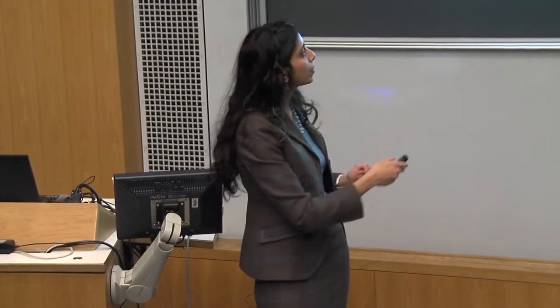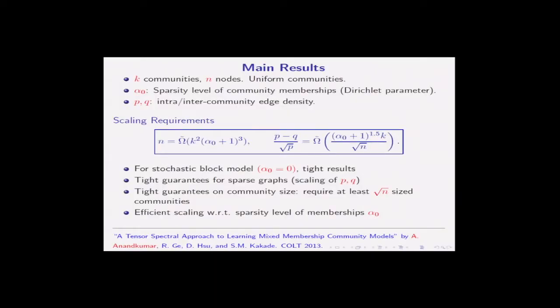So here I've just assumed a simple model where P is the probability within the same community if two nodes are purely in that community, and Q is the probability if they are purely in two different communities. And intuitively, P minus Q is like the separation. You'd like to have more edges within a community compared to outside. And this normalization is by the standard deviation of these edges. And intuitively, this is the scaling.